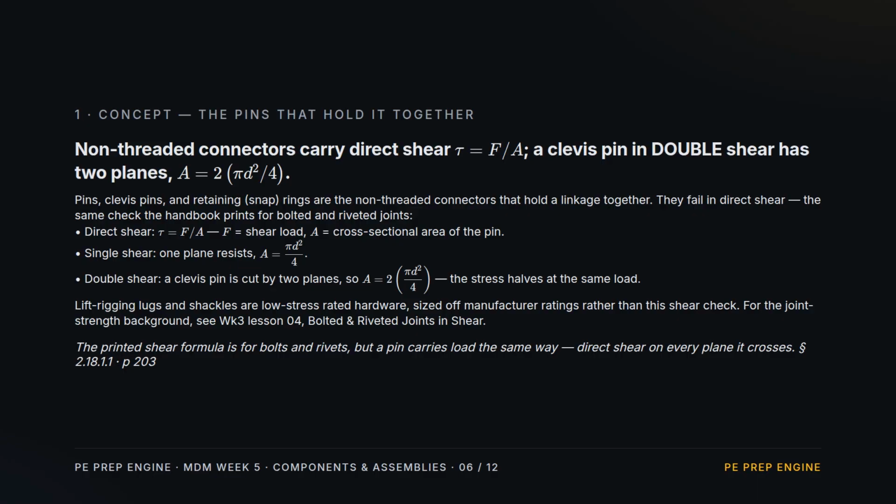Concept 5. The pins that hold it together. Pins, clevis pins, and retaining rings are the non-threaded connectors in a linkage, and they fail in direct shear. The same formula the handbook gives for bolts and rivets, stress equals load over area. The catch is how many planes carry the load. A pin in single shear has 1 plane. A clevis pin is cut by 2, so its area doubles and the stress halves at the same load. Rigging lugs and shackles are rated hardware.